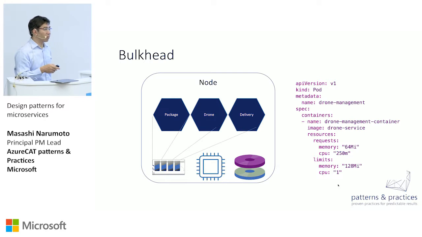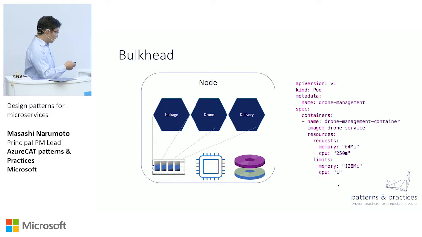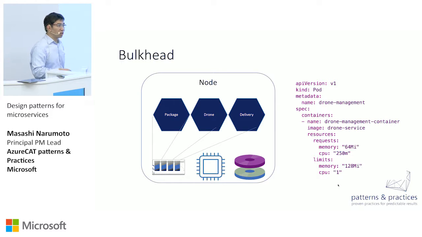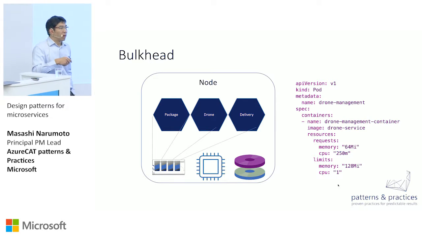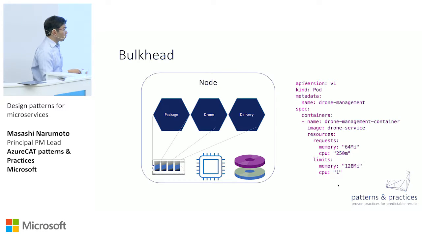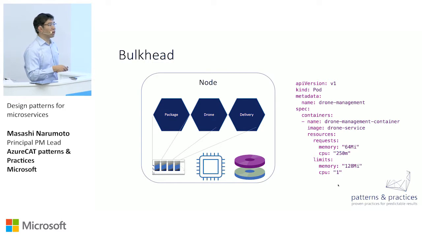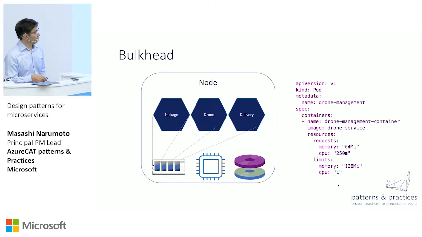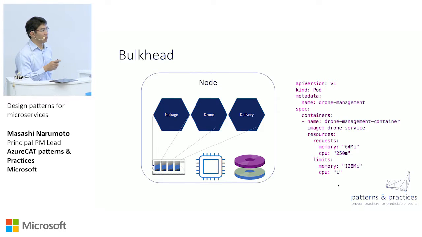That's the Bulkhead pattern. It works fine for this type of resources using containers. But if you want to do the same for thread pools or database connections, the container doesn't support it at this moment, right? So you have to do it yourself. But for this type of resources running on containers, it's very easy to do by just configuring the resource limits.